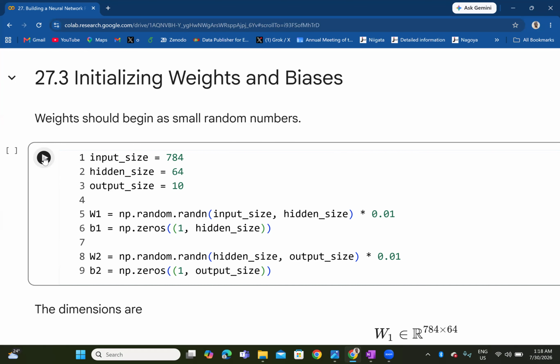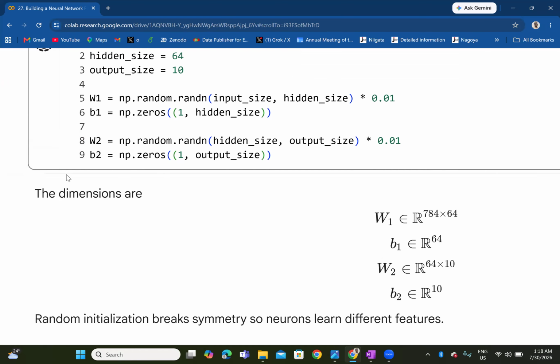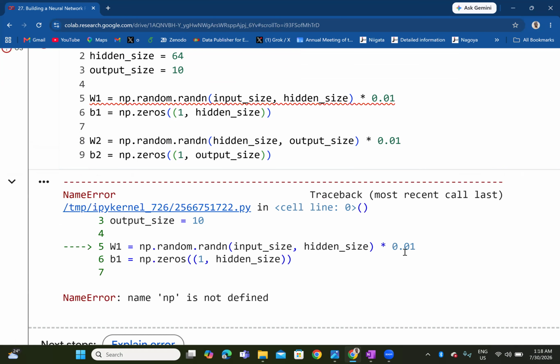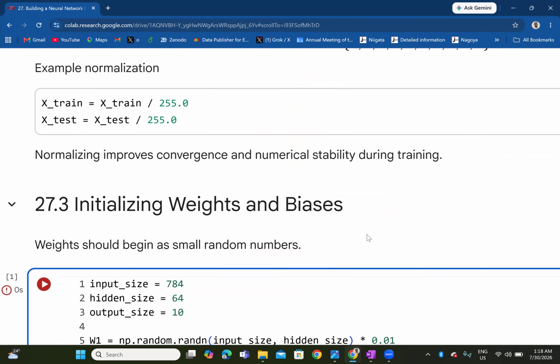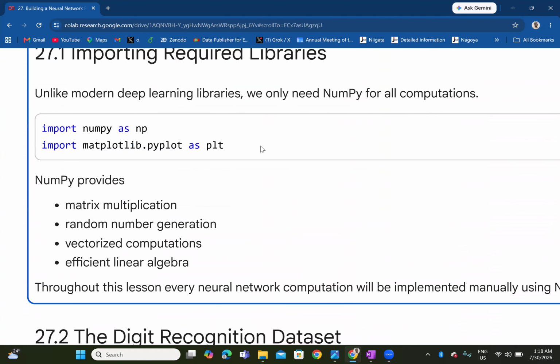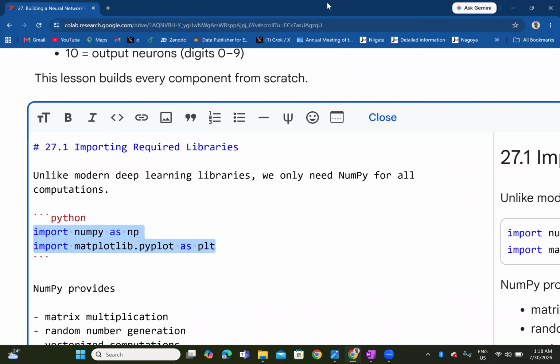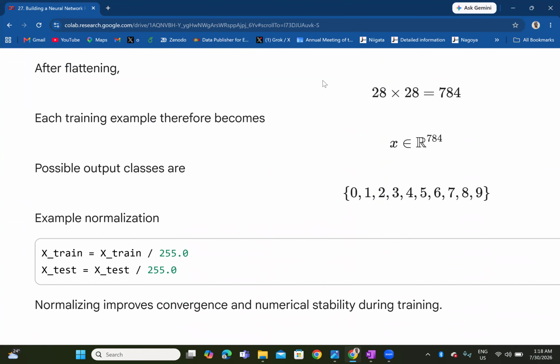Running this isn't really necessary, but let's see how it works. The dimensions are: W1, the first weight, is 784 by 64, as you can see here, and the first bias is 64-dimensional. Okay, NP is not defined here. I think it's better to bring this one here and do it together, although we still have a whole mini project after.